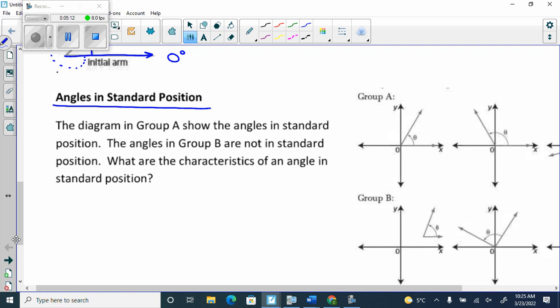Yeah, your vertex is on 0, 0. So if you look here, vertex 0, 0, it's always rotating around the center. So where your terminal arm and your initial arm meet, it's on 0, 0. What else? What can you tell me about the initial arm? I already told you about this, yeah. The initial arm is at 0 degrees. Yes. So the initial arm starts on the x-axis at 0 degrees.